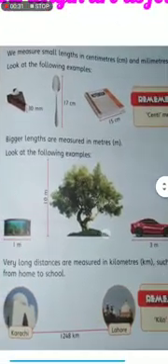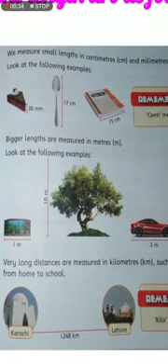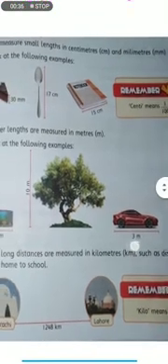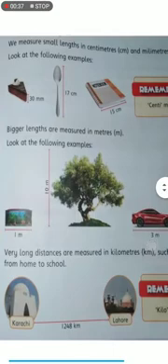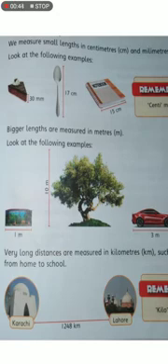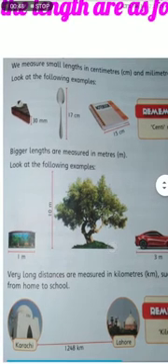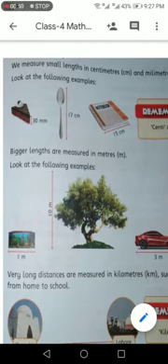Okay, we measure small lengths in centimeters and millimeters, and if we have to measure the long lengths, then what will we use? We'll use meters, and if there are very long distances, so what we have to do? We have to measure it in kilometers. So basically, there are four types of measuring units that are millimeters, centimeters, meters, and kilometers.